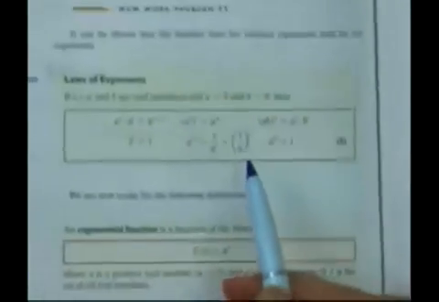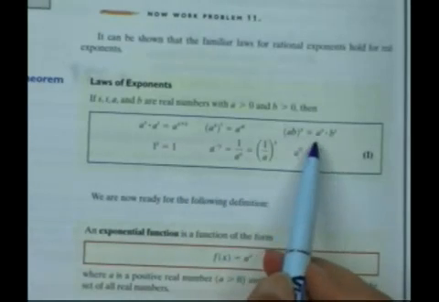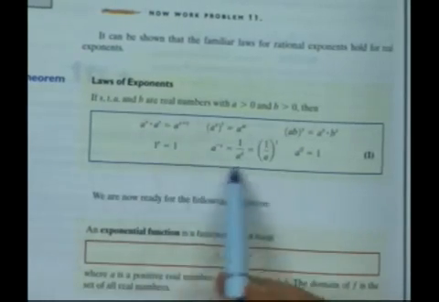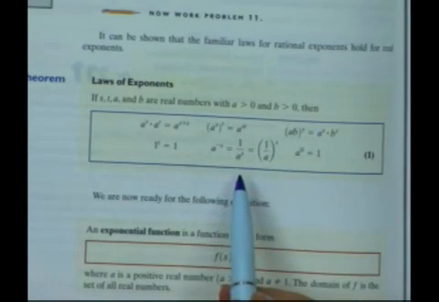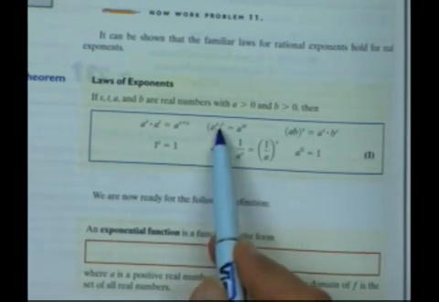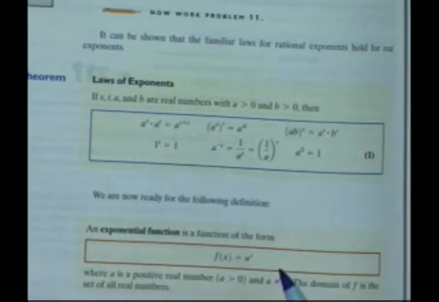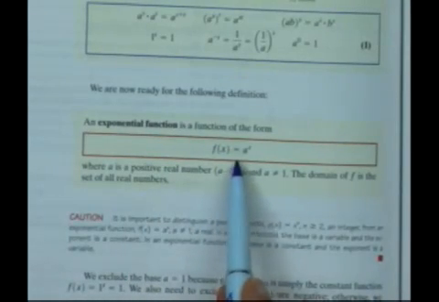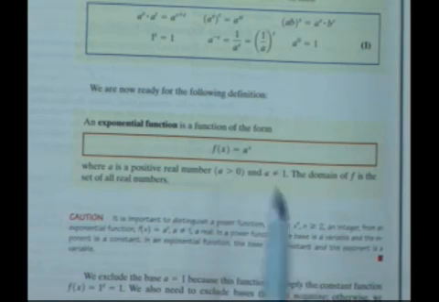On page 420, this is a reminder of your properties of exponents. They call them laws of exponents, a review. There's your little negative exponent right there. Power of a power. Bases are the same, add. Then an exponential function was defined for you. A base greater than 0, not equal to 1, a constant greater than 0, not equal to 1, raised to a variable power.